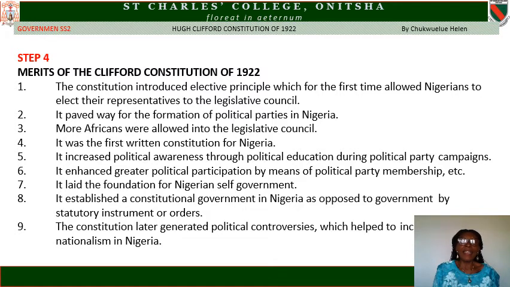When I say that it established a constitutional government, we mean that the pre-independent constitutions were regarded as constitutional government as opposed to the British government by delegations like statutory instruments that made orders through commissioners or departments. Number 9, the Constitution later generated political controversies, which helped to increase the spirit of nationalism in Nigeria.